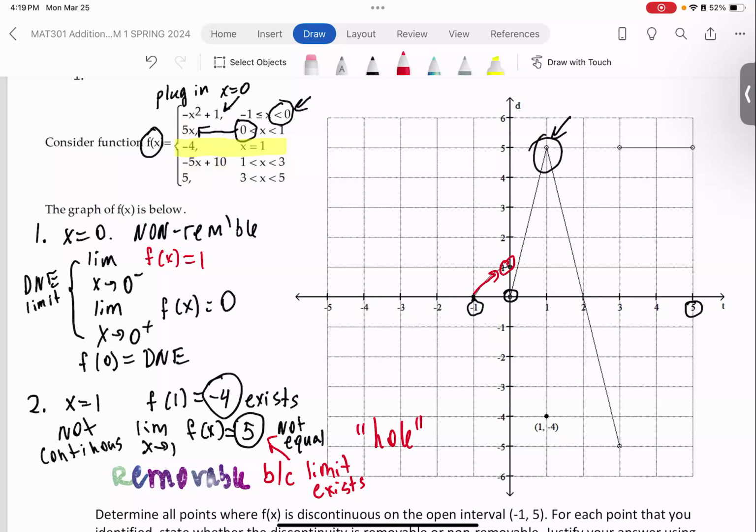Okay, and one more. Number 3. One more troublemaker. So we look at this one, that one, there's one more. 3. What's up with the 3? What do you see at 3?